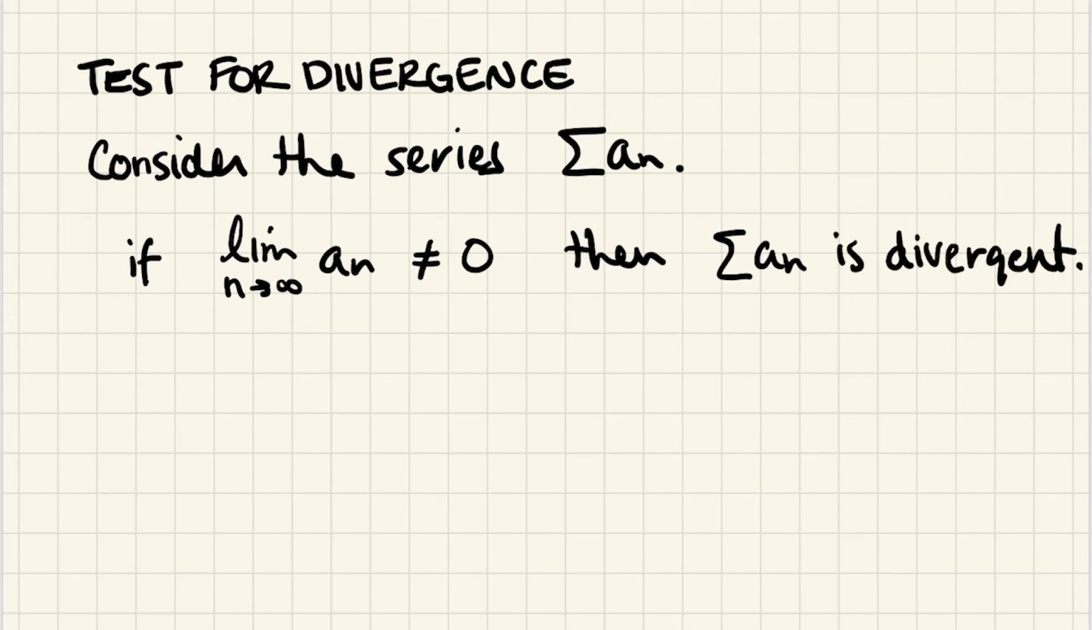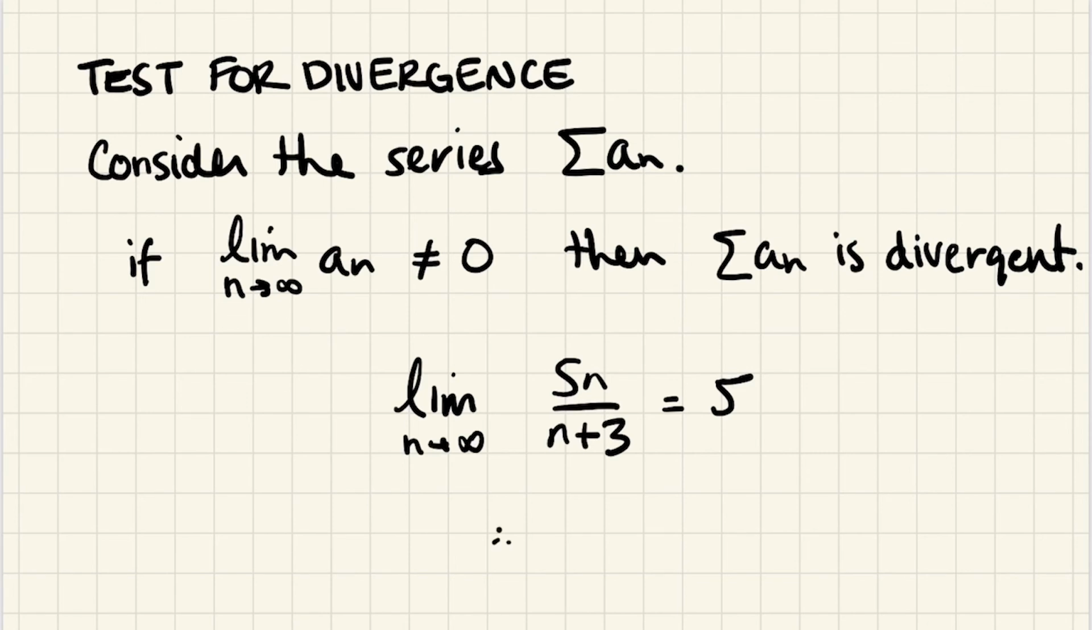So in both of the last cases, we had that limit evaluating to 5. In the first case, it was just literally 5. In the second case, if we evaluated that limit, that would have been the limit as n approaches infinity of 5n over n plus 3. Well, you evaluate this limit, and you're going to get 5. So 5 is not equal to 0. Therefore, this series here is divergent.